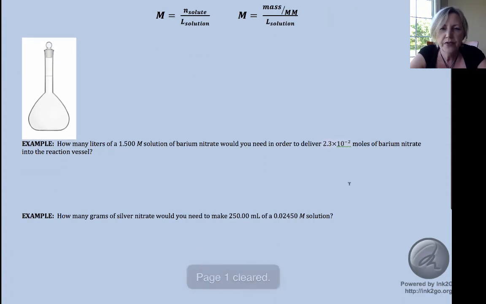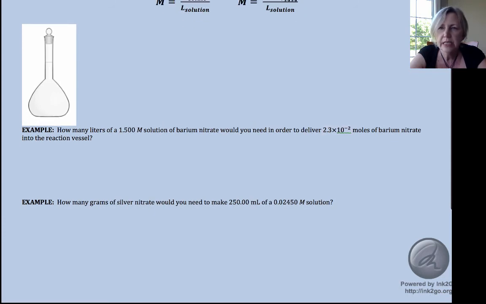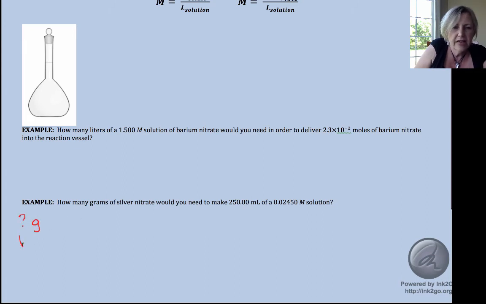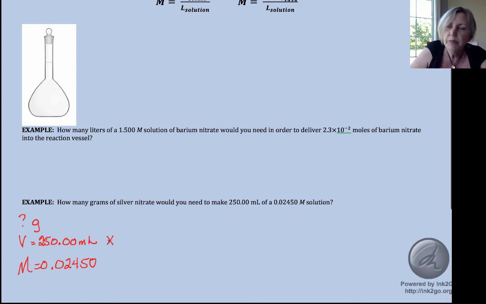Now, let's take a look at this next one. This would be a really common one that I would have to do if I was setting up an experiment for you. So how many grams of silver nitrate? So it's question mark grams. My givens: I have a volume equal to 250.00 milliliters. And I have a molarity equal to 0.02450. Okay, so those are my givens. I want to check my units. Now, milliliters are not okay. We need to use liters. So I'm going to convert those milliliters to liters.